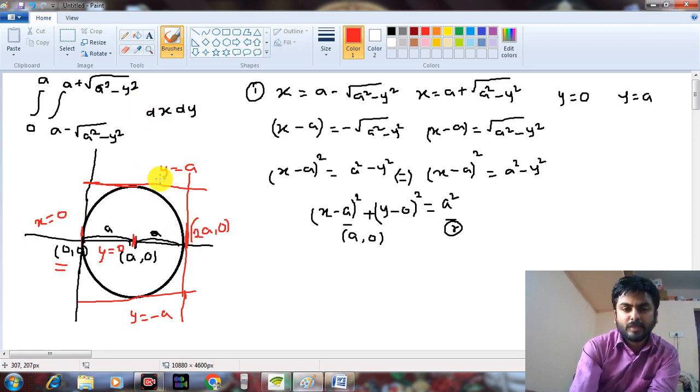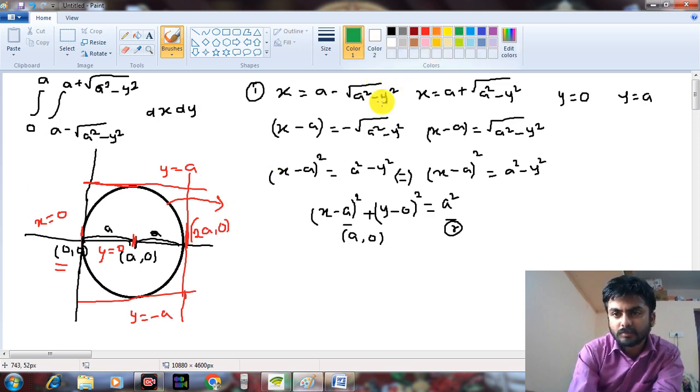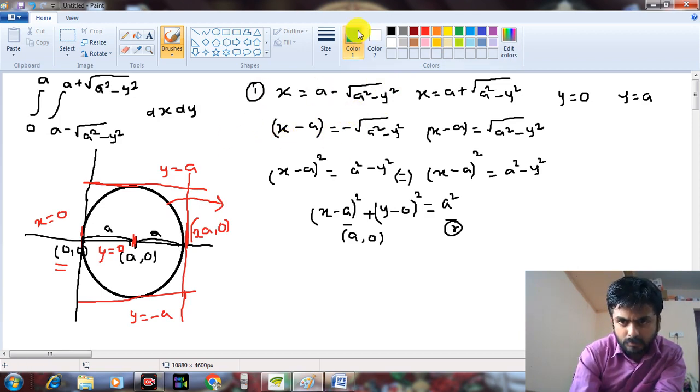So the equation of the circle is x minus a the whole square plus y minus 0 the whole square equal to a square.